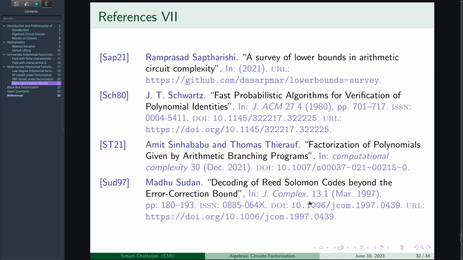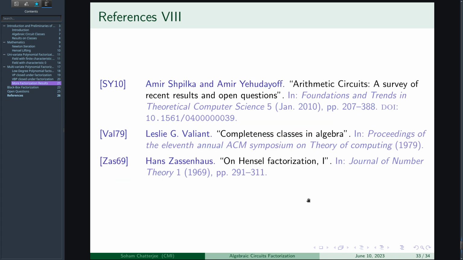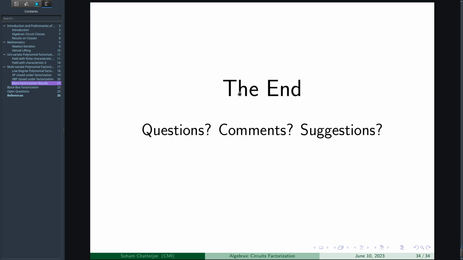You can read that and start learning about computational algebra. And I have added all other papers also. You can read those things. You can read Cantor's section from the paper on Hensel factorization. And obviously this survey on arithmetic circuits by Shpilka and Yehudayoff is very good to start with. That's all. Thank you.